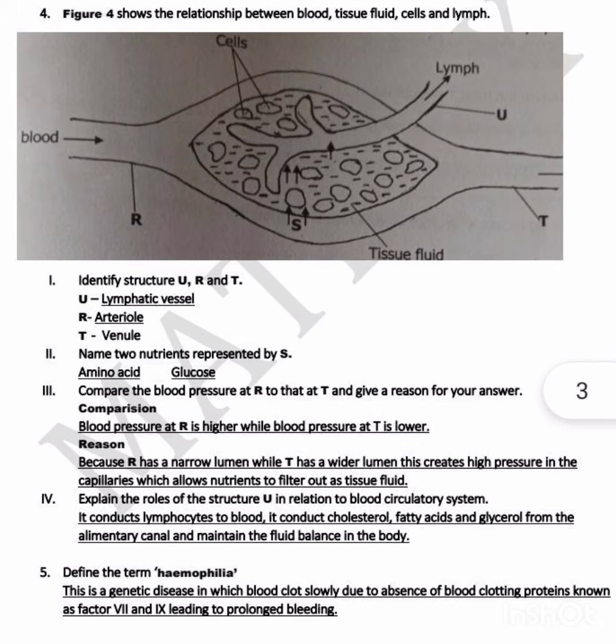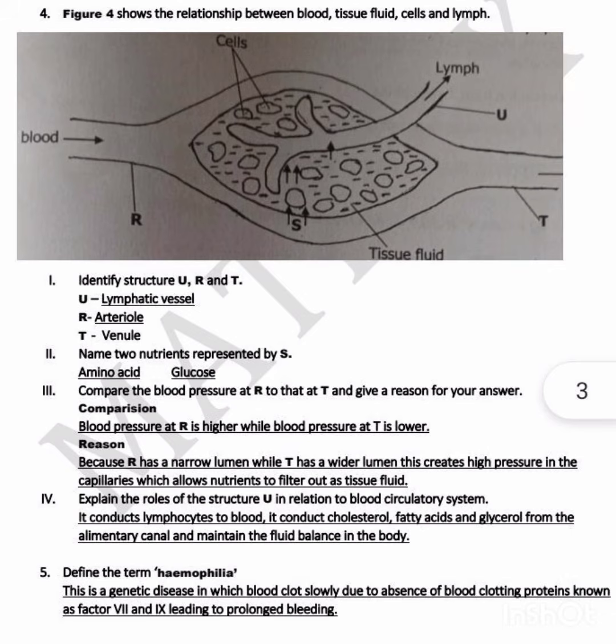So the reason why the blood pressure at point R, which is an artery, is higher while the blood pressure at T, which is a vein, is lower is because the blood vessel R has a small or narrow lumen, while blood vessel T has a wider or big lumen. So this increases the pressure in the capillaries, which allows nutrients to filter out as tissue fluid.